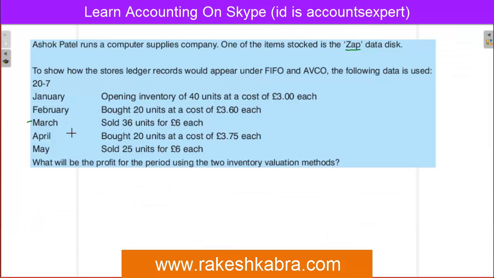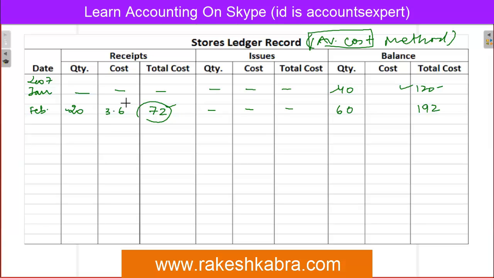Now next, see, after February what happened? In the month of March we sold 36 units. And what is the selling price? Selling price is £6. So this we will not consider here. Only 36 units we sold. So see, in the month of March there is no receipt, but we sold 36 units.